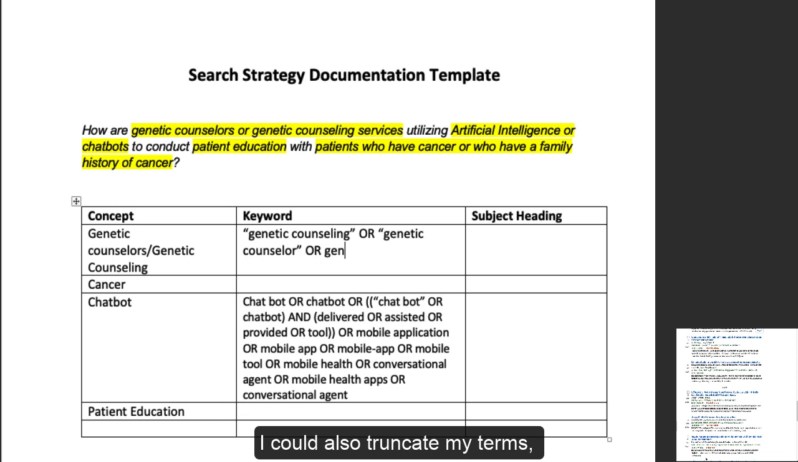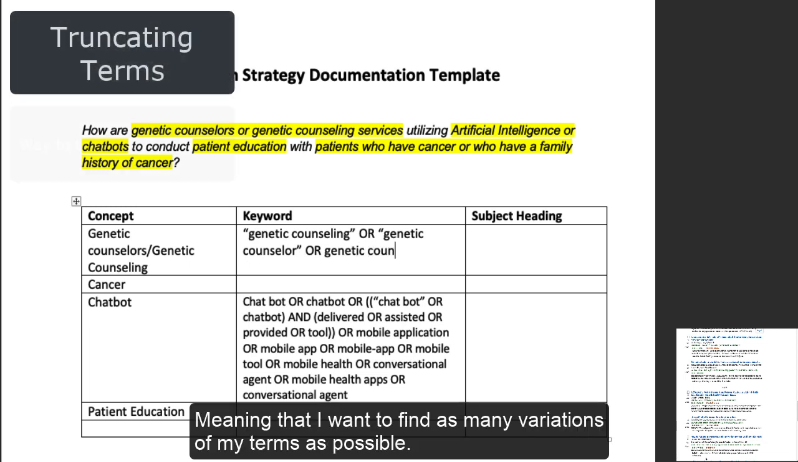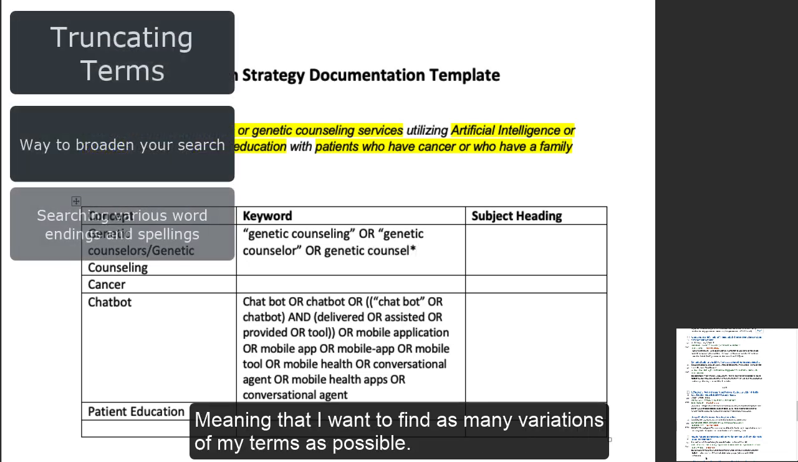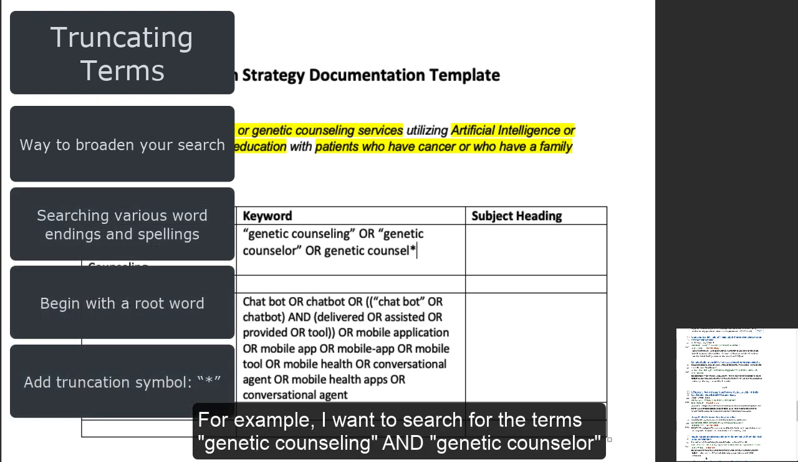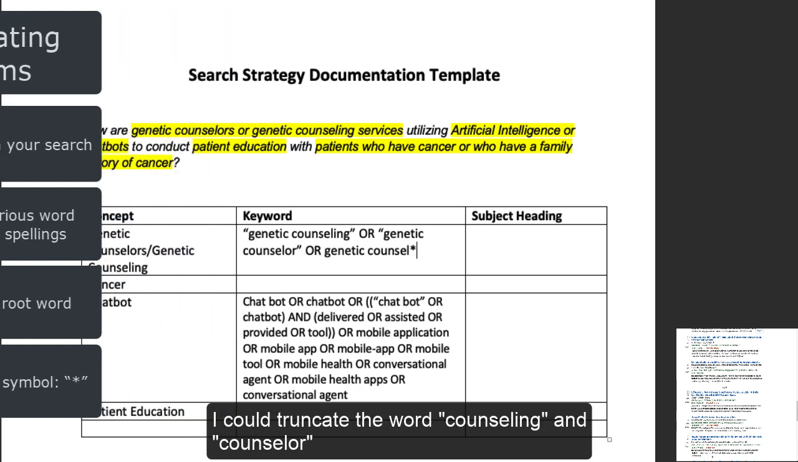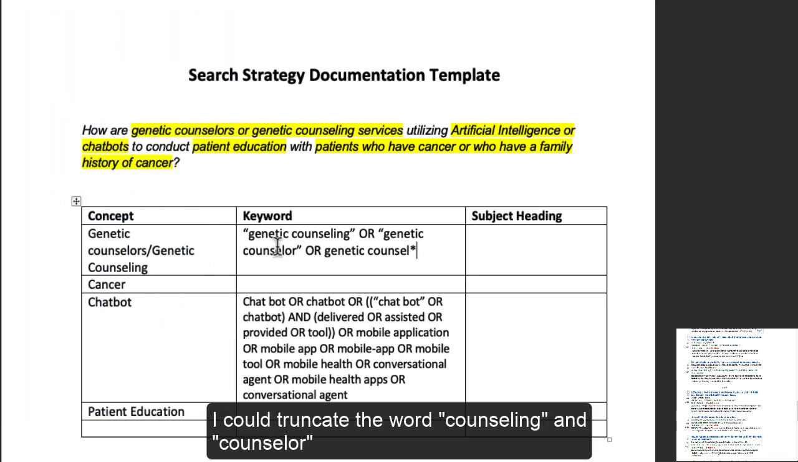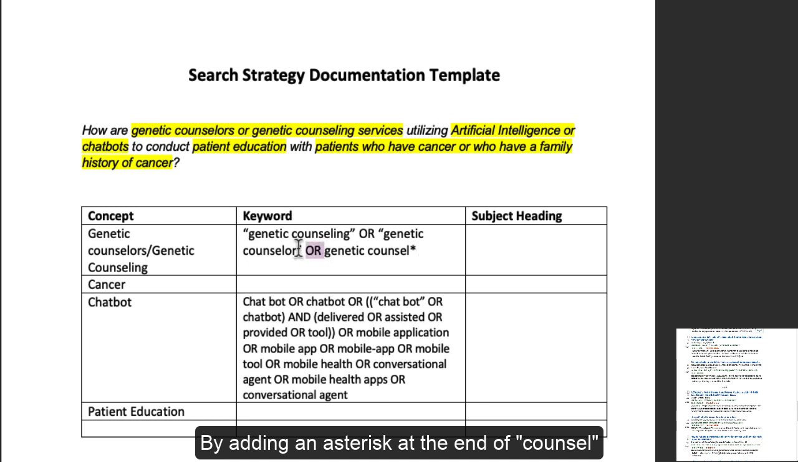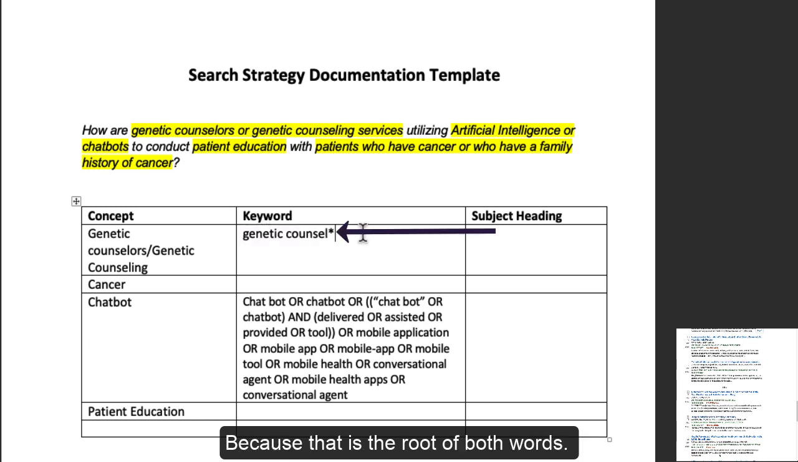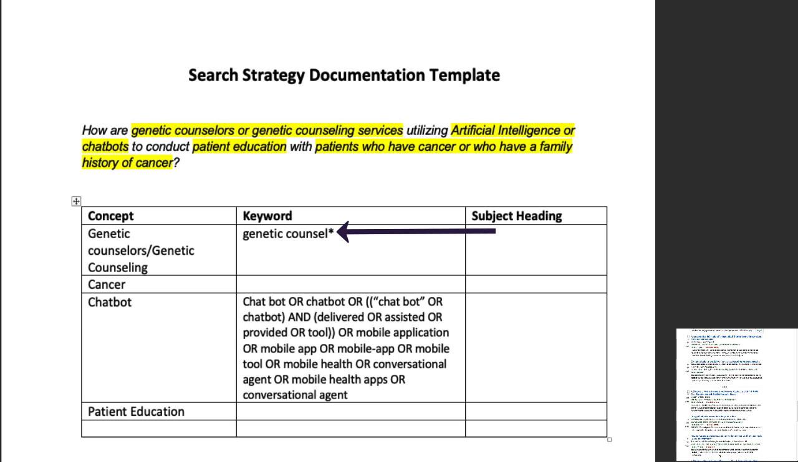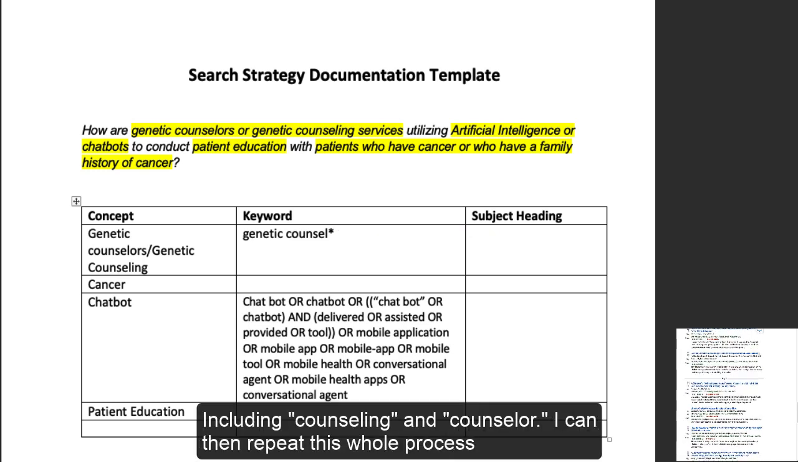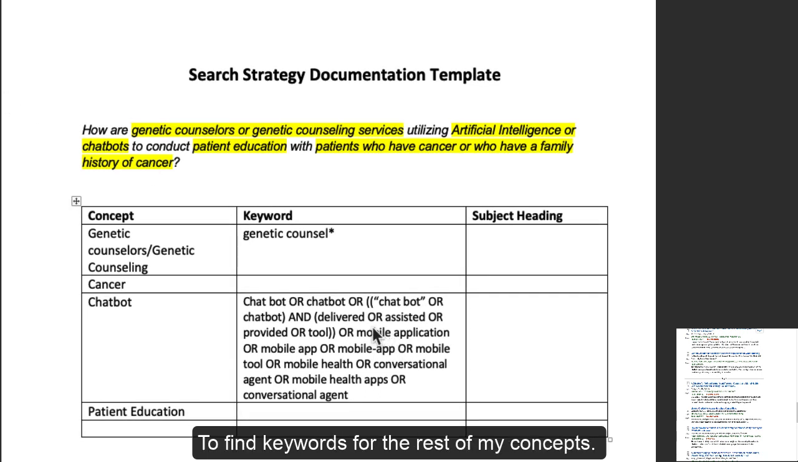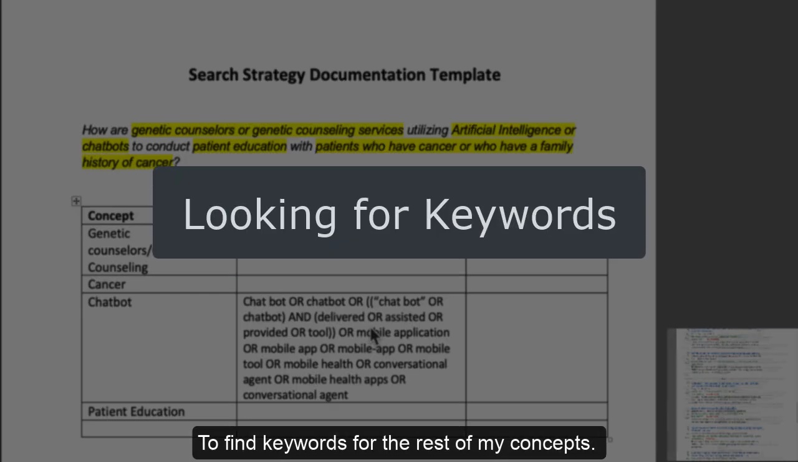I could also truncate my terms, meaning that I want to find as many variations of my terms as possible. For example, I want to search for the terms genetic counseling and genetic counselor. I could truncate the words counseling and counselor by adding an asterisk at the end of counsel because that is the root of both words. That way, the database would find any variation of counsel, including counseling and counselor. I can then repeat this whole process to find keywords for the rest of my concepts.